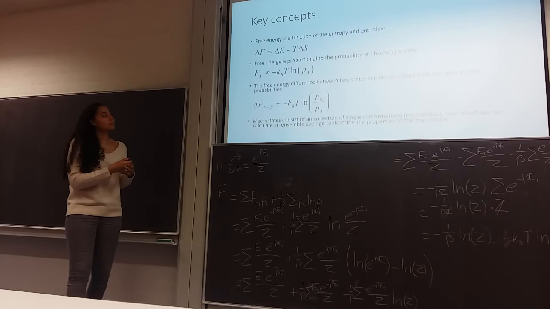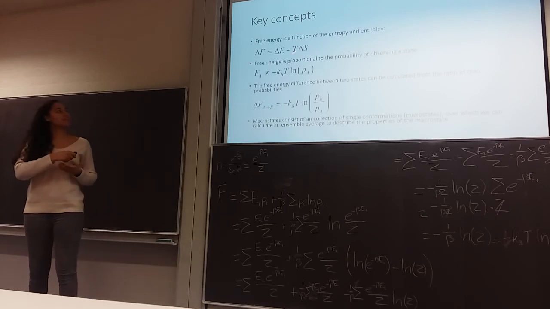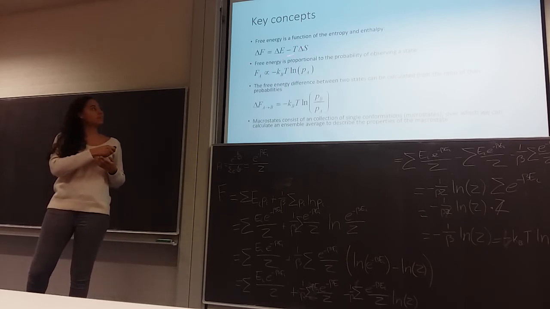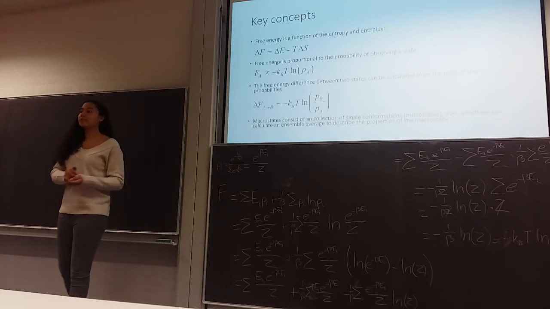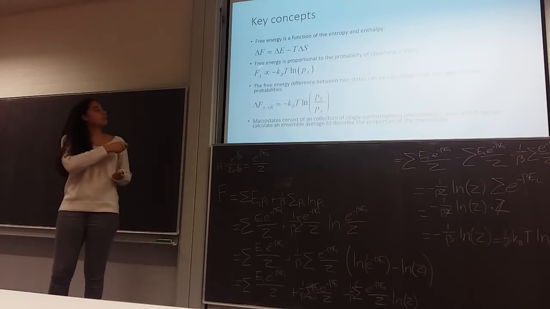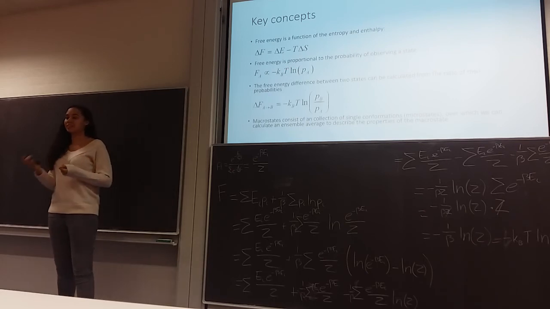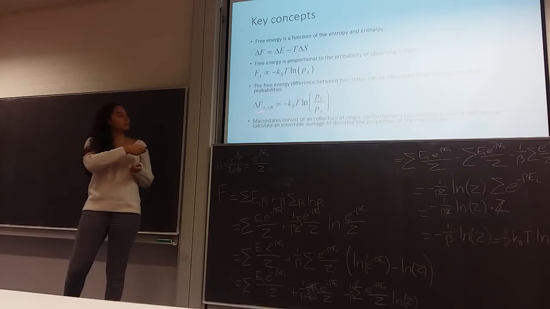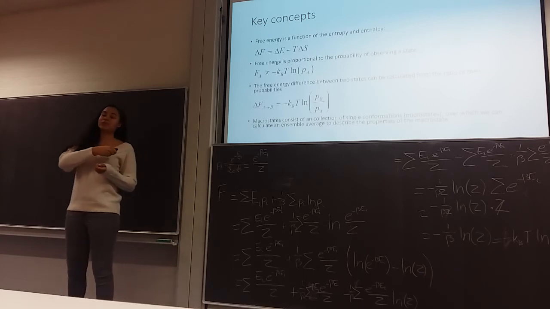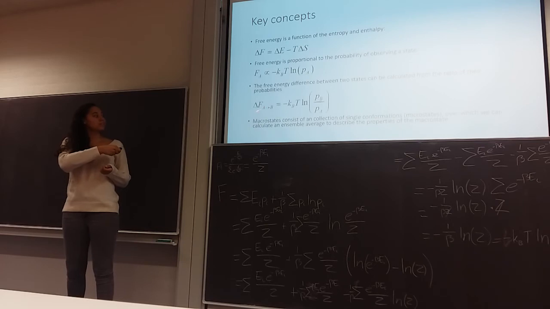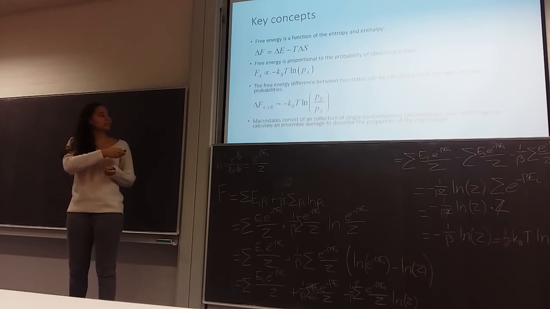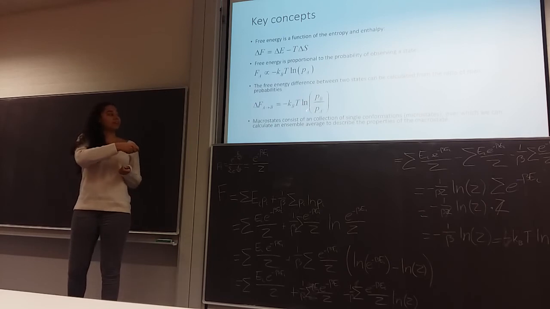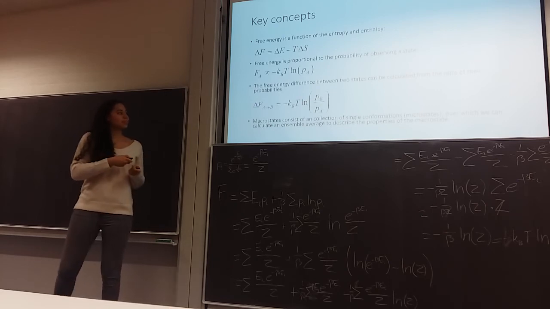So some of the key concepts of this part of the lecture: we have a free energy that depends on the energy and the entropy of your system. We know that this free energy is proportional to the probability of finding the protein in a certain state, which means that if we want to calculate the free energy of going from one state to the other, state A to state B, we can calculate this by taking the log of the probability of being in state B divided by the probability of state A.